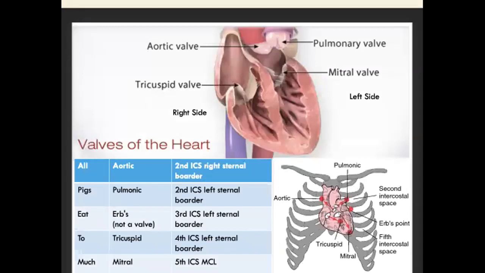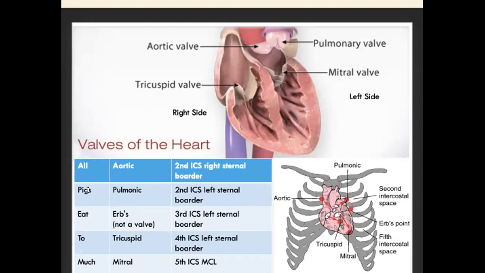The next components of the heart that we'll look at are going to be our valves. So I know this slide's a little bit busy, but the reason is because this area over here is where we listen on our chest to hear our heart valves. So your All Pigs Eat Too Much is your location of where we listen. All is your aortic, and that's going to be on that second intercostal space right of your sternum. And then up here is the actual aortic valve in the heart.